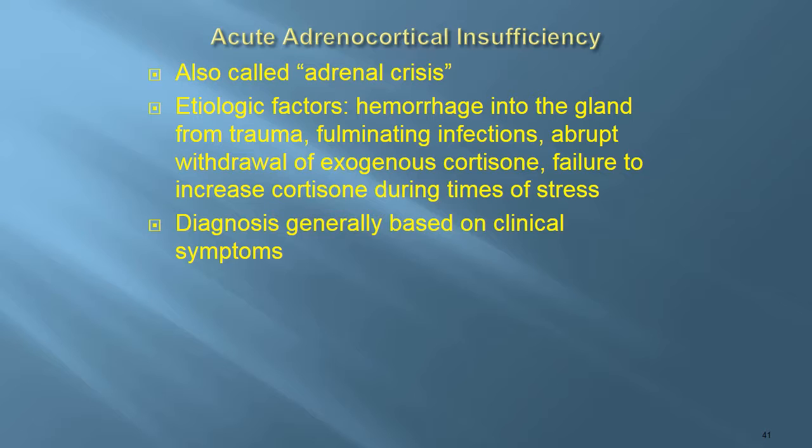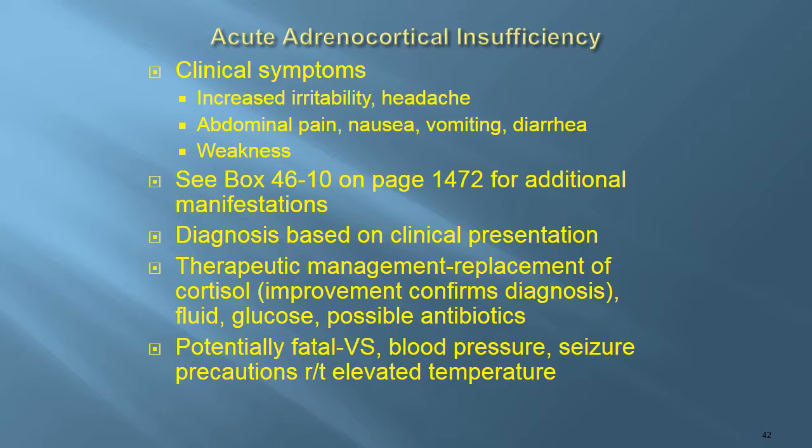Diagnosis is generally based on the clinical symptoms. Clinical symptoms of acute adrenocortical insufficiency include increased irritability and headache, abdominal pain, nausea, vomiting, diarrhea, and weakness. See Box 46-10 on page 1472 for additional manifestations. Diagnosis is based on the clinical presentation.